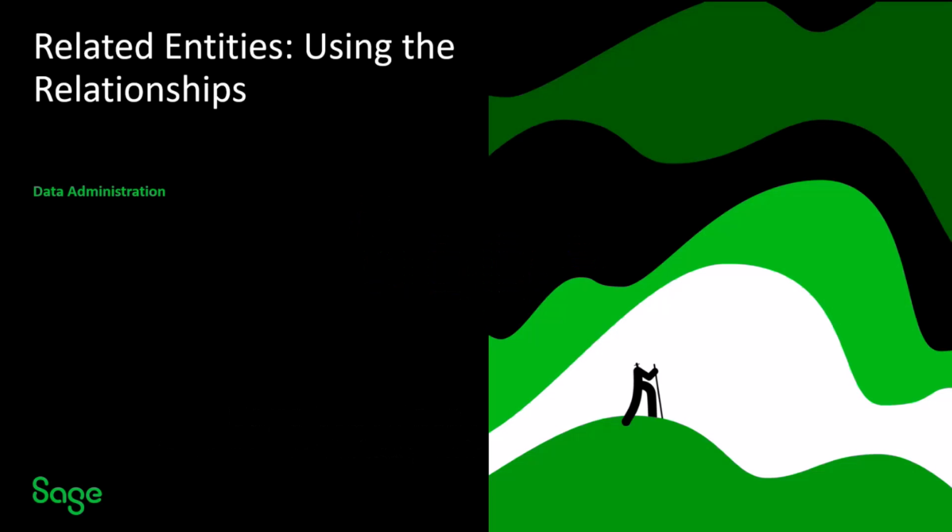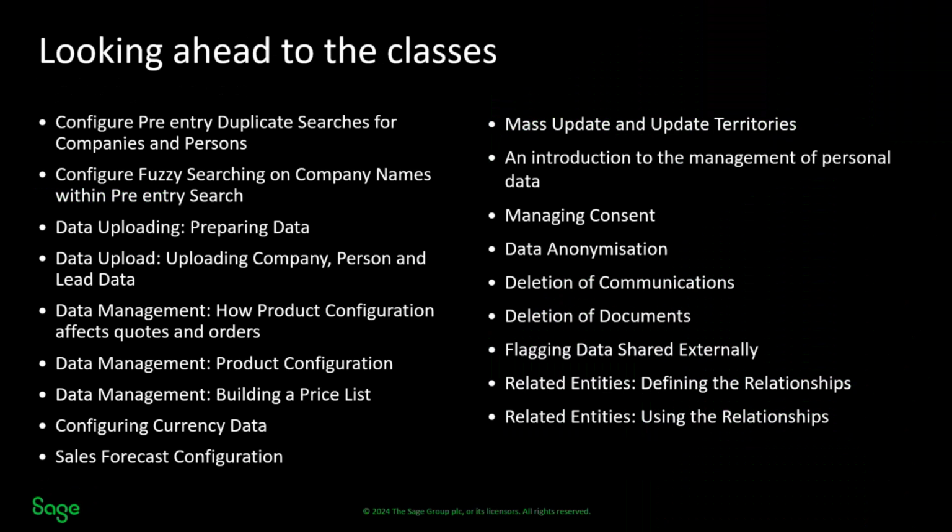Hello and good afternoon. We're going to be looking in this lesson at the definition of relationships, and we're going to be using relationships. First of all, this is all part of our series around data administration within Sage CRM, and we'll be looking at how we can relate different entities together without having a fixed form of relationship defined within the data model.